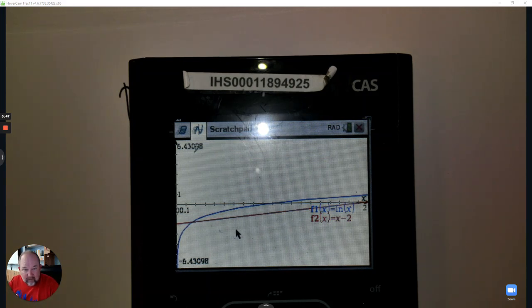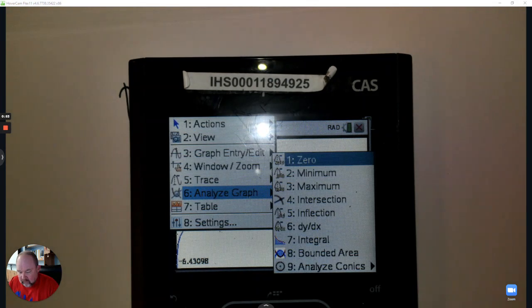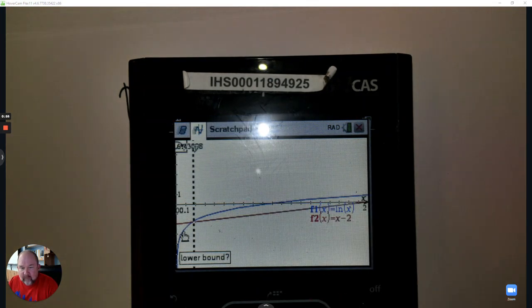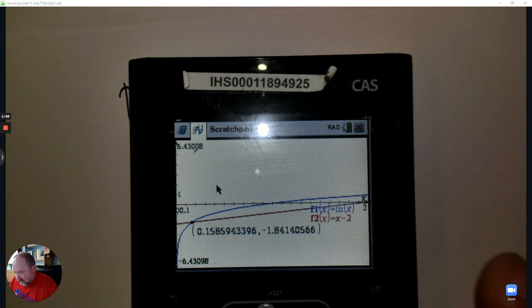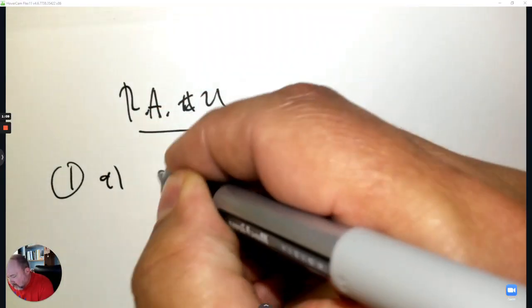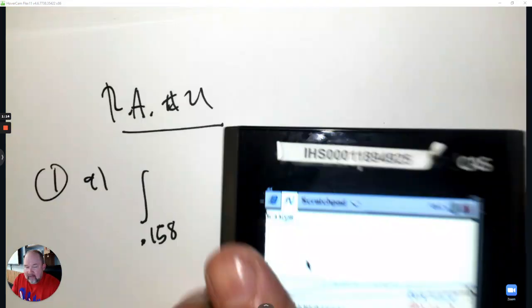Alright, so I need to expand out a bit because I see one point of intersection. Might as well do it. So menu, analyze, intersection, which is 4. So I'm going to find that one. So that's 0.158. So for part A, I know it's going to go from 0.158. Now I need to find the other one.